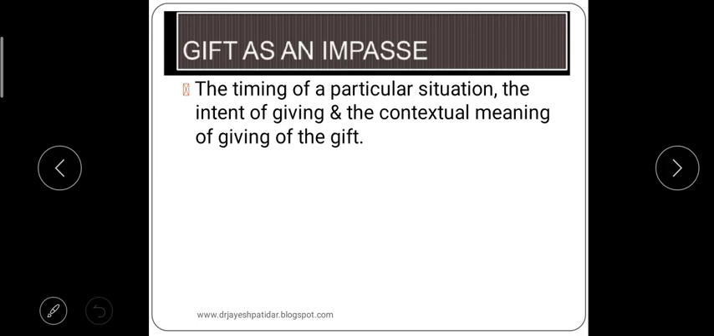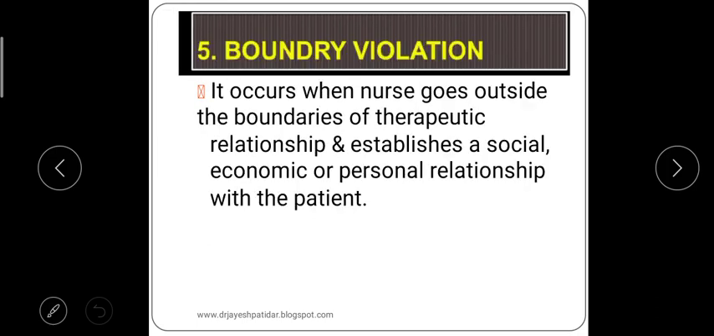The timing of a particular situation, the intent of giving, and the contextual meaning of the giving of a gift matter. The last one is boundary violation. We should not cross our limit. It occurs when the nurse goes outside the boundaries of the therapeutic relationship and establishes a social, economic or personal relationship with the patient. That time it will create a problem.